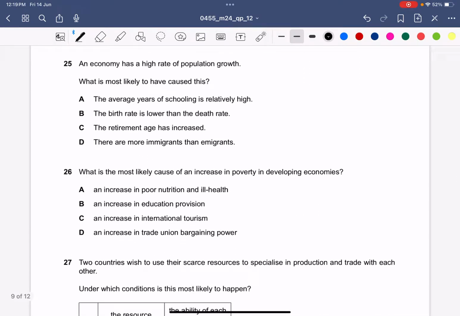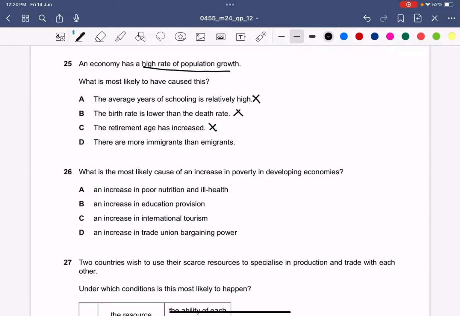Question 25. An economy has high rate of population growth. What is most likely to have caused this? Average years of schooling is relatively high. No. The birth rate is lower than death rate. No, because with this one you will have a lower rate of population growth. Retirement age has increased. This doesn't affect the population growth.